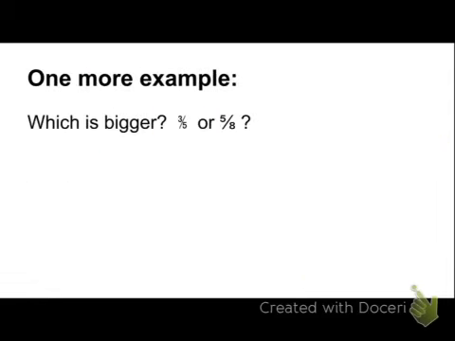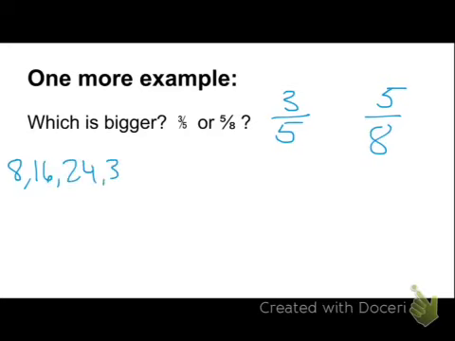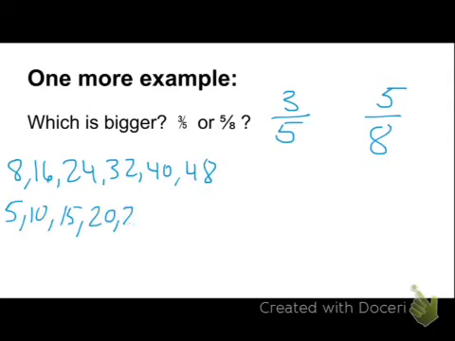Here's one more example. The fractions 3/5 and 5/8. We need to change their denominators to be the same. So I'm going to list out 8s: 8, 16, 24, 32, 40, 48. And I'm going to list 5s, until I get to one that's in both lists. 40 is in both lists, so that's the one I'm going to use.